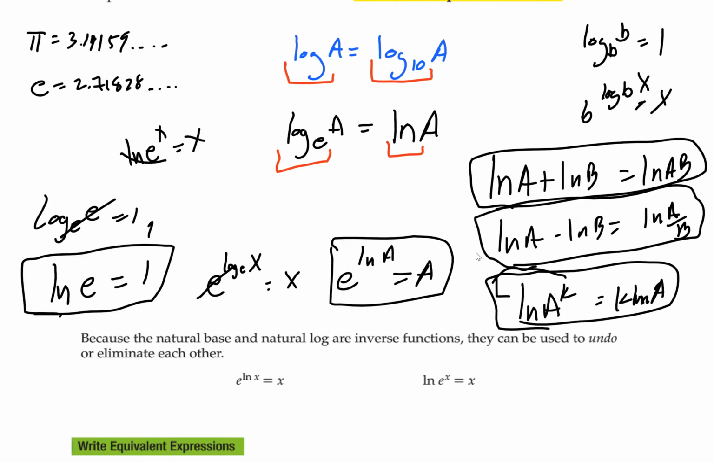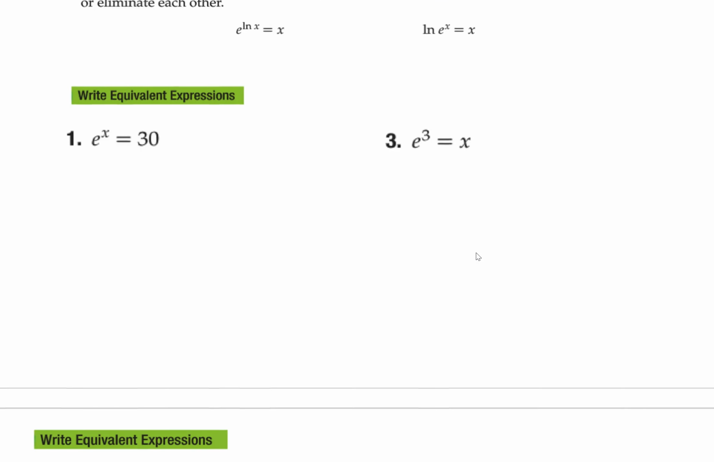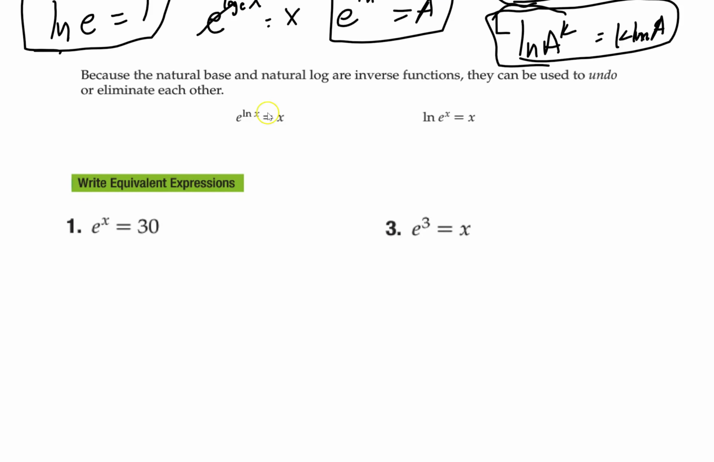Let's solve some problems. As we just discussed, right? e to the natural log of x equals x. These can reduce and cancel out. Natural log of e right here reduces and cancels out. And that's kind of our whole goal for today's lesson. We want to be able to solve e and natural log problems.